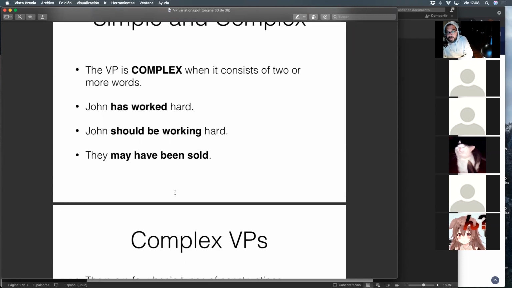The verb phrase is complex when it consists of two or more words. So, for example, John has worked hard. Has worked is the verb phrase, and it's complex because it consists of two verbs. John should be working is the very same idea, three verbs, and they may have been sold is the very same idea because they are four. I would add that a complex verb phrase is a verb phrase where you have an auxiliary verb. That's another definition for that.